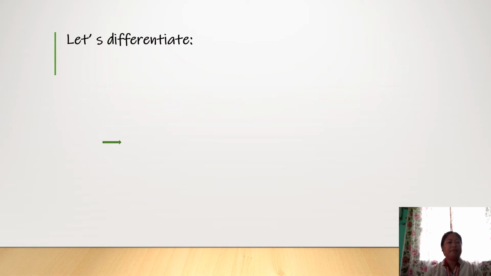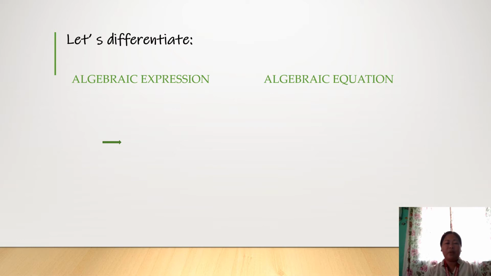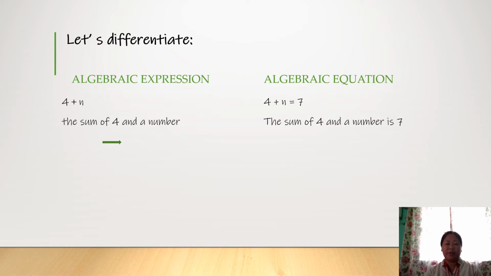Let's differentiate an algebraic expression from an algebraic equation. 4 plus n is the sum of 4 and a number. 4 plus n equals 7. The sum of 4 and a number is 7. If n is equal to 3, then 4 plus n is equal to 4 plus 3, which equals 7.